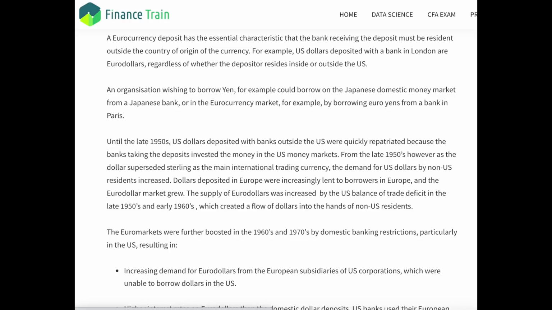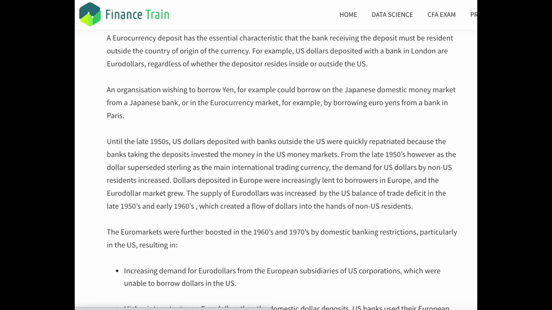It says, until the late 1950s, US dollars deposited with banks outside the US were quickly repatriated because the banks taking the deposits invested the money in the US money markets. From the late 1950s, however, as the dollar superseded sterling as the main international trading currency, the demand for US dollars by non-US residents increased. Dollars deposited in Europe were increasingly lent to borrowers in Europe, and the eurodollar market grew.